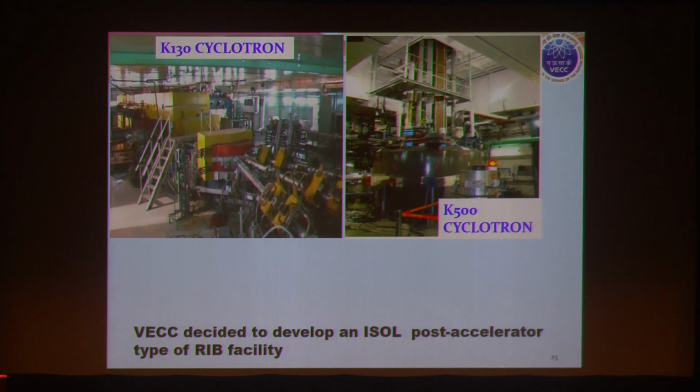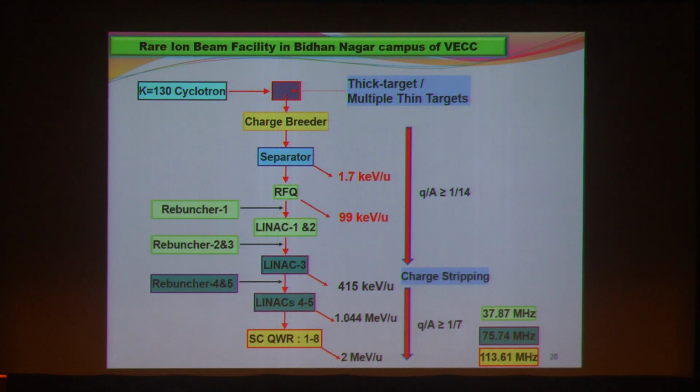So we started thinking about what would be the optimum route for us at VECC to produce RIBs, and what type of facility we should think about. At that time, we had the expertise of implementing room temperature cyclotrons and operating experience for many years. A superconducting cyclotron was being built at that point of time. With that experience, considering the time scale required for an ISOL post-accelerator type facility or a projectile fragment separator type facility, we thought it would be appropriate to develop an ISOL post-accelerator type of RIB facility, and we went in that direction.